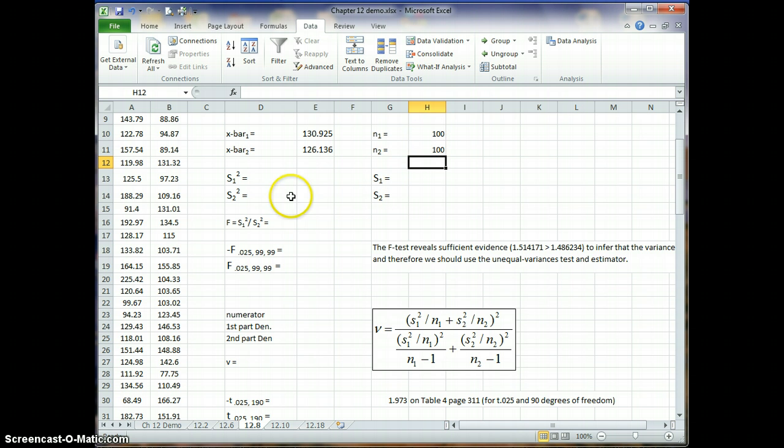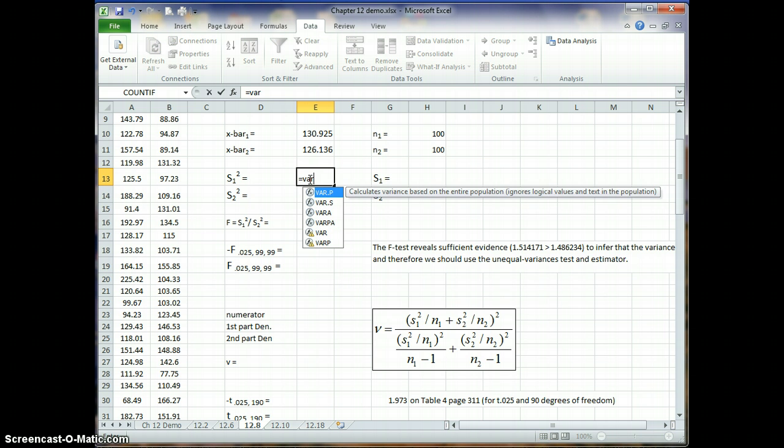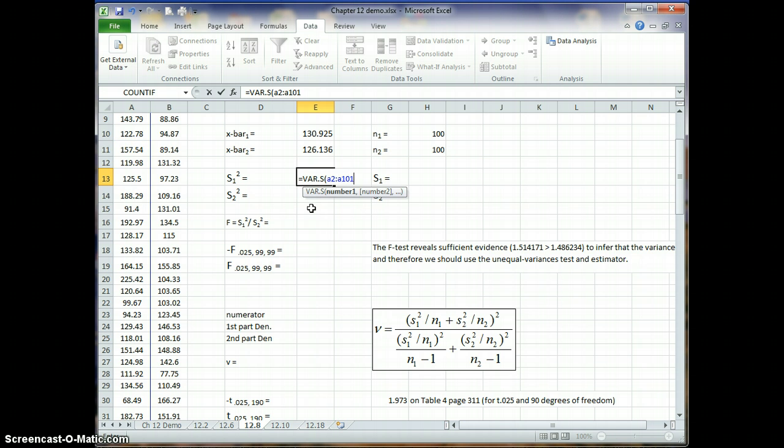And now we need to calculate the variance for each. Again, it's a variance of a sample, so equal to start the equation, VAR, and here it is, the second one, which estimates variance based on a sample. So again, it's A2 colon A101 for 1023.359. Let's do the same thing for the contacted in column B. That's B2 colon B101 for 675.8545.